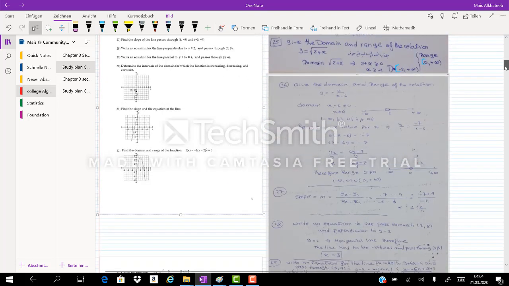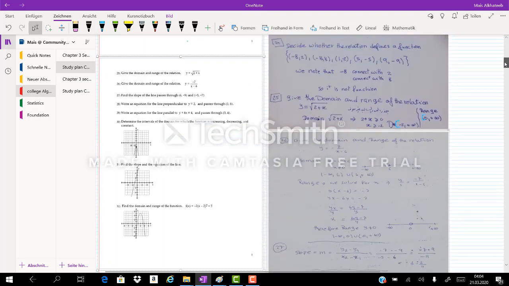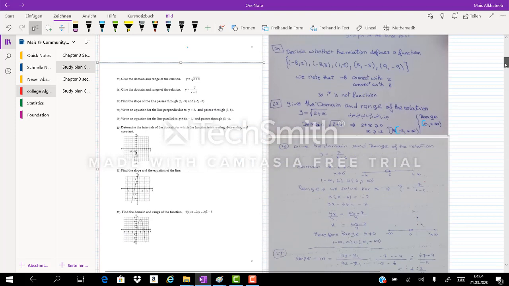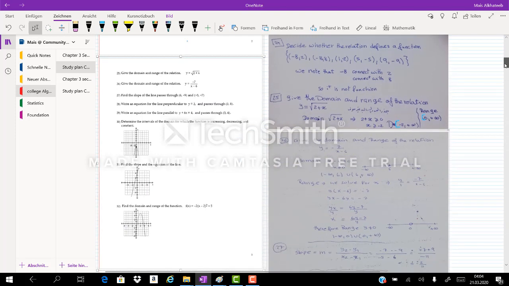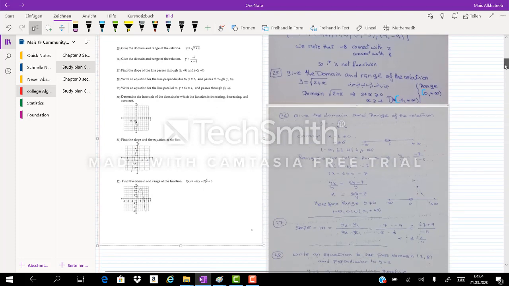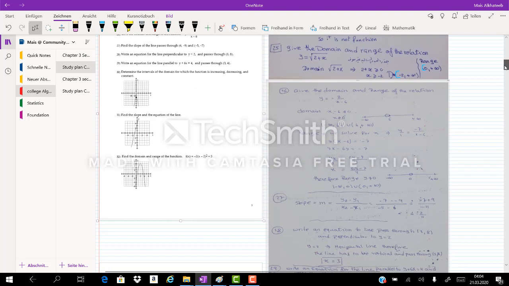Now we go to another question, which is find the slope of the line passing through both points. This is a foundation question. We know the rule that slope m equals y2 minus y1 over x2 minus x1. So it will be minus 7 minus minus 9 over minus 5 minus minus 6. Minus 7 plus 9 over minus 5 plus 6, it will be 2 over 1.